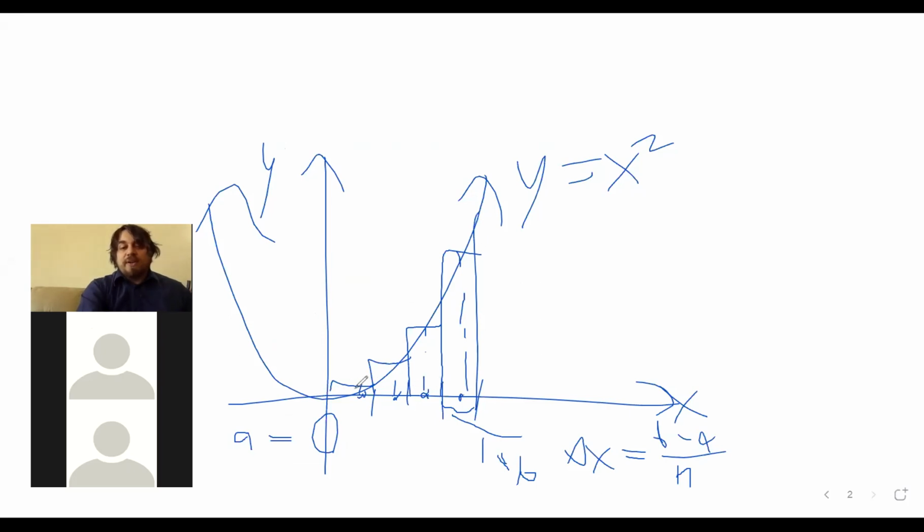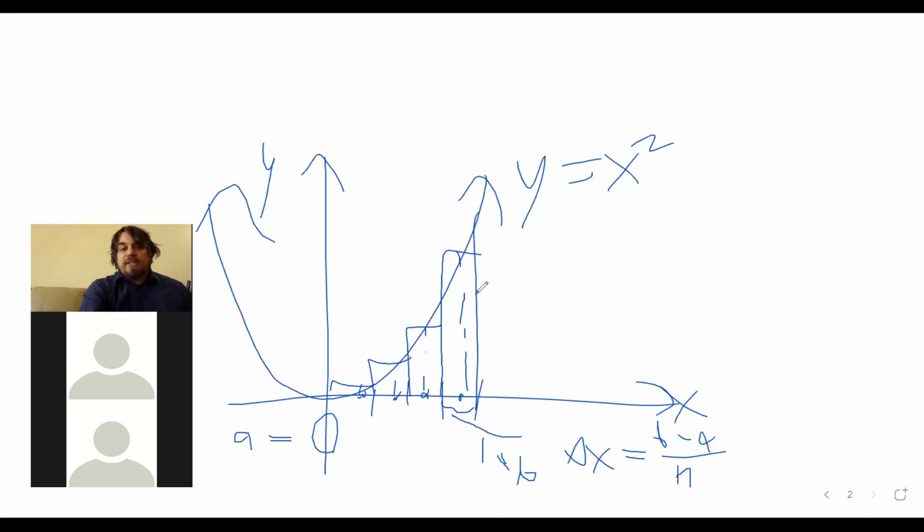F of those values are the heights of the function y equals x squared at those points. So f of x sub 4 bar is the height of this dotted vertical line. F of x sub 3 bar is the height of this vertical line. F of x sub 2 bar is that, and f of x sub 1 bar is that height. And so that height of the graph at the midpoint of the subinterval is going to be the height of the rectangle whose base is delta x, b minus a over n.